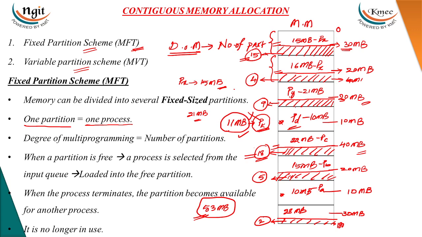So this wasted, fragmented memory is called internal fragmentation. What is internal fragmentation? It is a fragment of memory that is internal to the partition which is wasted, and we cannot use that particular memory.